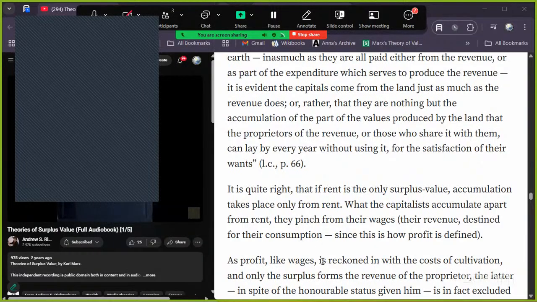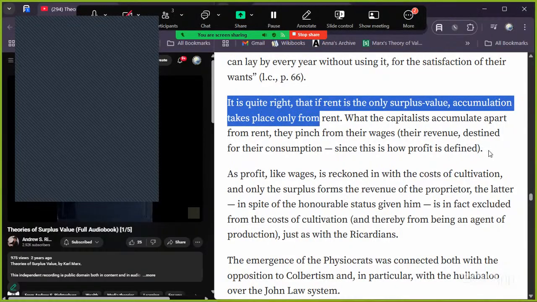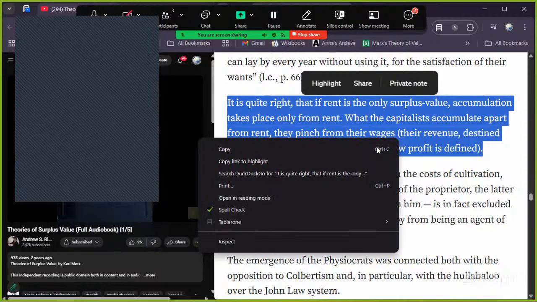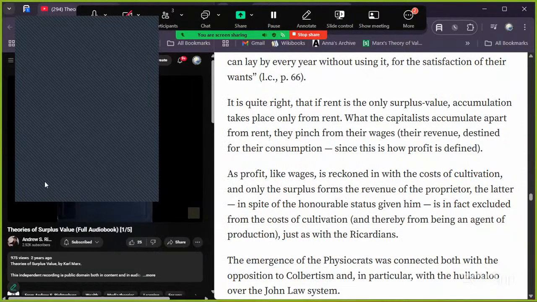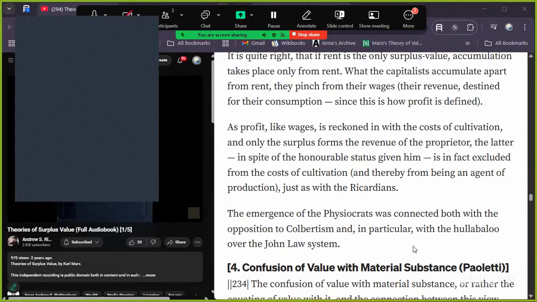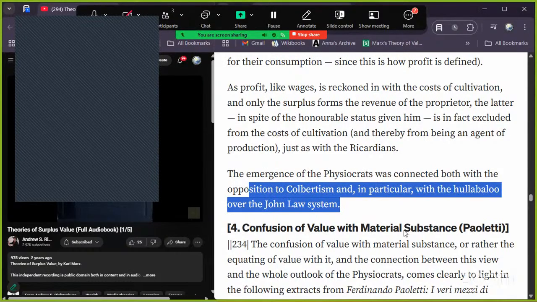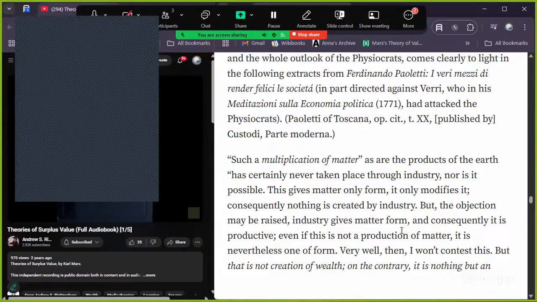It is quite right that if rent is the only surplus value, accumulation takes place only from rent. What the capitalists accumulate apart from rent, they pinch from their wages, their revenue destined for their consumption, since this is how profit is defined. As profit, like wages, is reckoned in with the cost of cultivation, and only the surplus forms the revenue of the proprietor, the latter, in spite of the honorable status given him, is in fact excluded from the cost of cultivation, and thereby from being an agent of production, just as with the Ricardians. The emergence of the physiocrats was connected both with the opposition to Colbertism, and in particular with the hullabaloo over the John Law system.